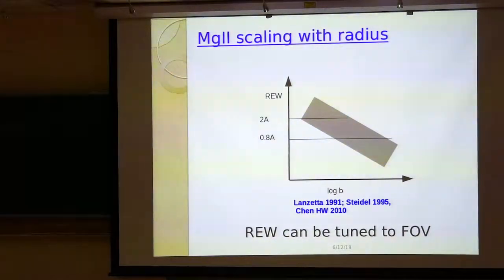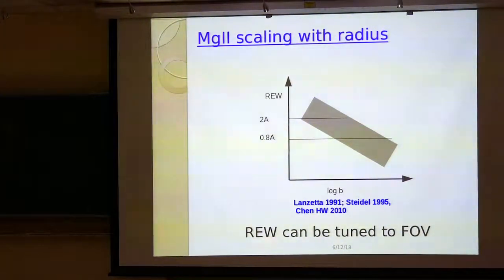I don't have the original plot, but if you go back to early work by Chuck Steidel or Ken Lazetta or other people, what they found even with these first surveys is a strong anti-correlation between the absorption strength and the impact parameter. That goes like this. This is something you see with a lot of absorption systems as a function of impact parameter. But this is a great tool when you have a survey or an instrument with a smaller field of view. You can do a selection on magnesium II equivalent width, to ensure that your galaxy will fall within the field of view. That's what we'll be using.